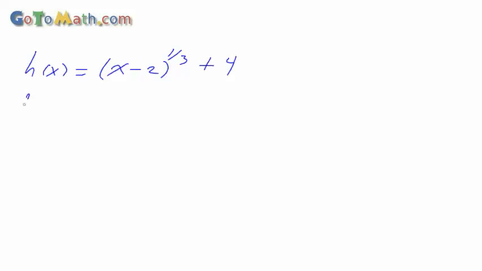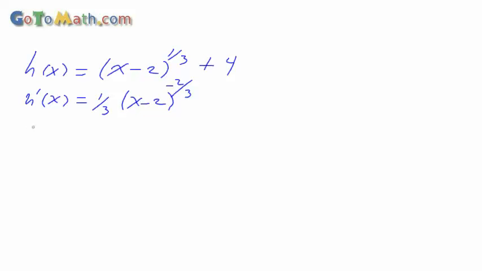Alright. So we got h prime of x is equal to 1/3 times x minus 2. Subtract 1, you get negative 2/3. And the derivative of the inside is just 1, so I need to write that. And the derivative of 4 is 0.